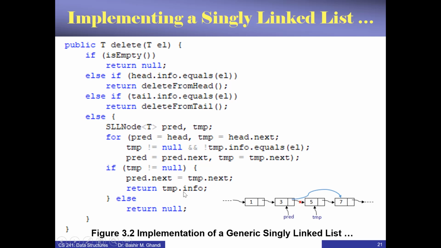But of course, remember to return the info of the node we are just deleting, which is temp.info. So here it says return temp.info, return the 5. Okay? Yeah, so this is in case this is the cause of the loop to stop. But otherwise, it means we didn't find the target, so just return null. Okay, so this is the idea of the delete method.